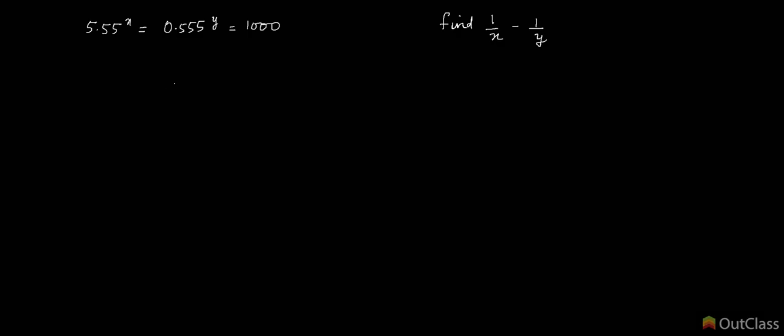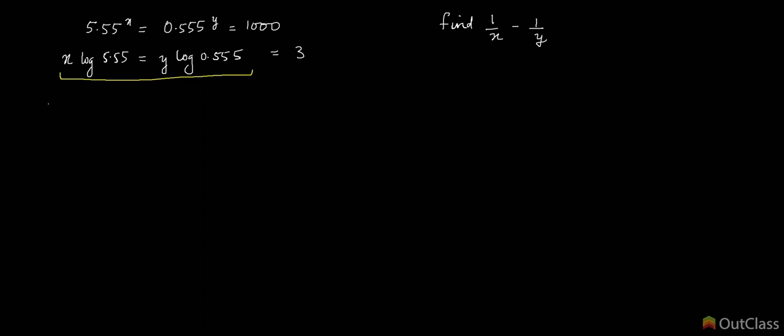So it's given to us that 5.55 raised to x is equal to 0.555 raised to y is equal to 1000. And we're asked to find 1 by x minus 1 by y. Now if you take log to the base 10, you will get x log 5.55 is equal to y log 0.555 is equal to 3. Now let's look at just these two parts for the time being.